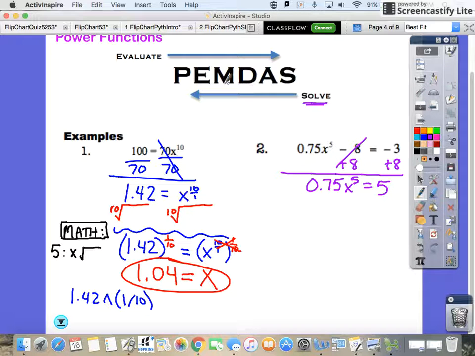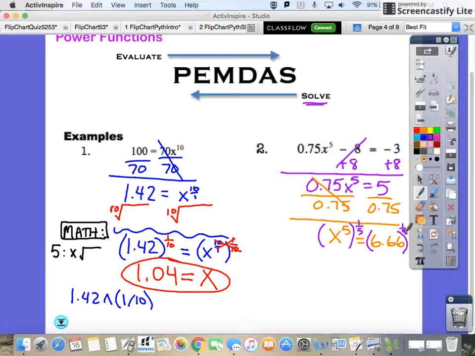Then we want to move on to multiplication and division. We have multiplication happening right here, so we want to divide by 0.75. These drop off, and we end up with x to the 5th power equals 6.66. And then we want to take the 5th root, which means raise this to the 1/5th power. So in the calculator, you would type in 6.66 caret 1 divide 5, and that will equal 1.46.